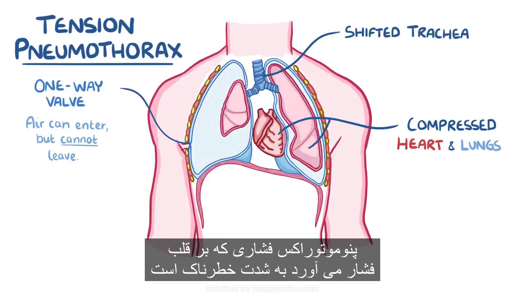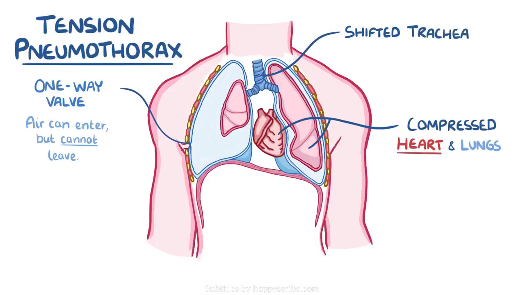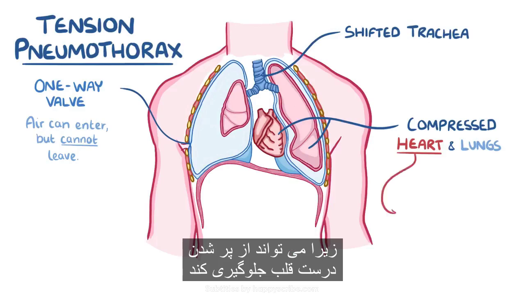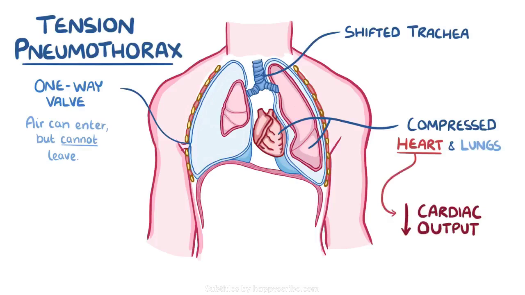A tension pneumothorax that's pressing on the heart is particularly dangerous because it can prevent the heart from filling up properly, reducing the cardiac output.